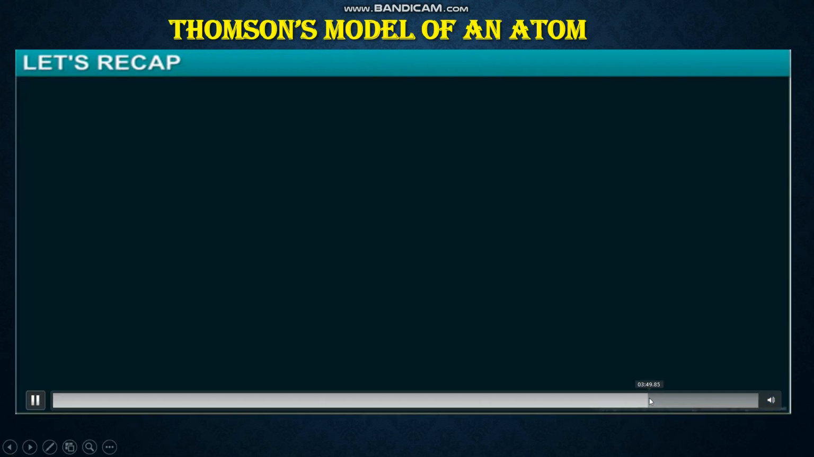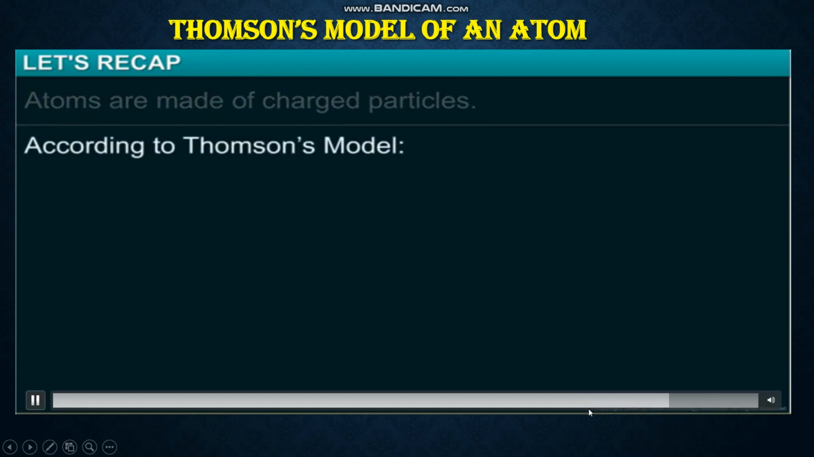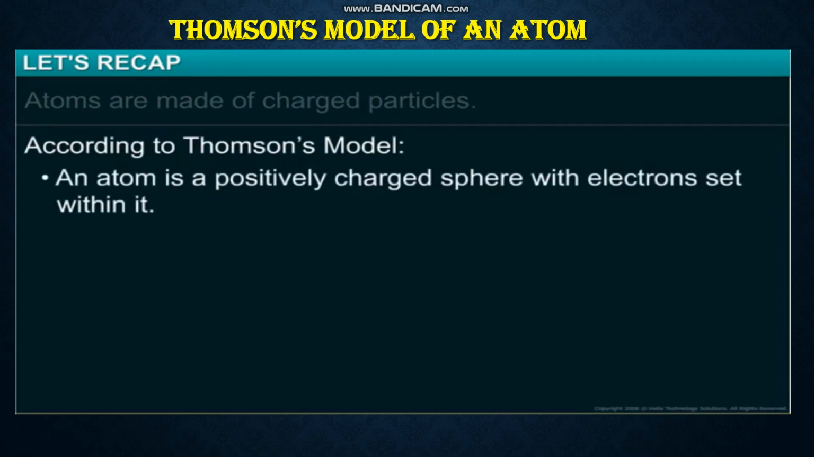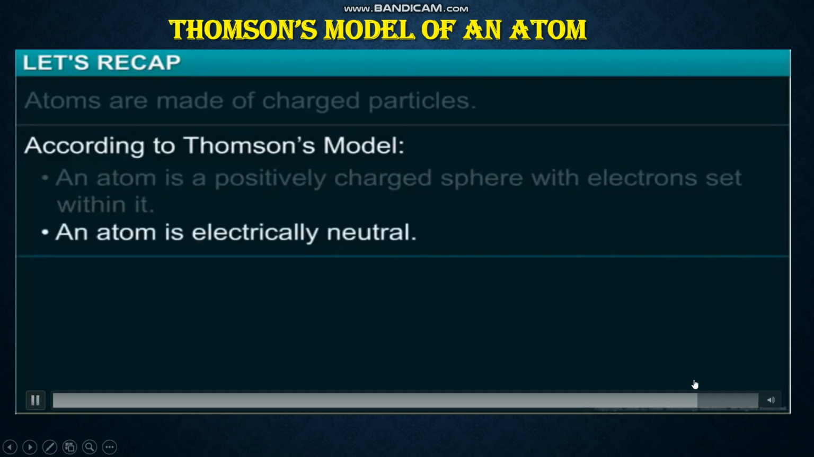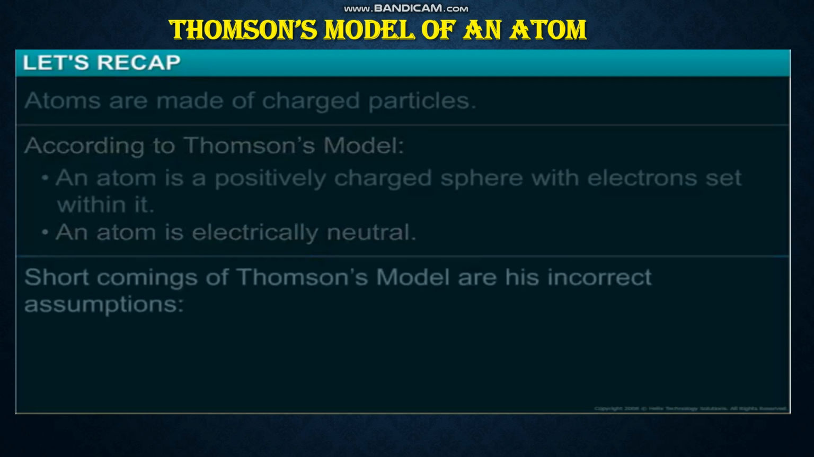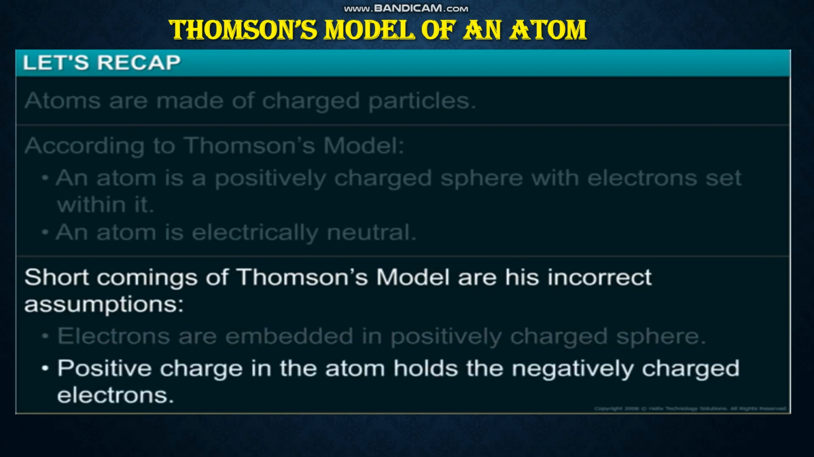In this module, you have learnt that atoms are made of charged particles. According to Thomson's model, an atom is a positively charged sphere with electrons set within it. An atom is electrically neutral. Shortcomings of Thomson's model are his incorrect assumptions: electrons are embedded in positive charge, and positive charge in the atom holds the negatively charged electrons.